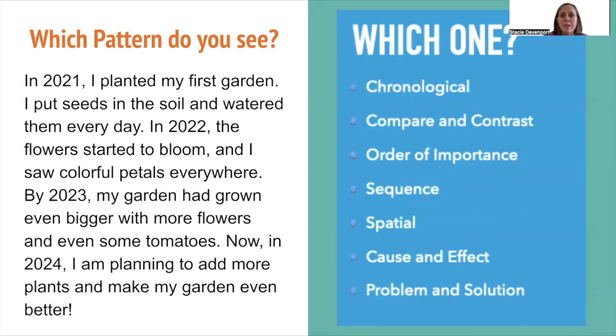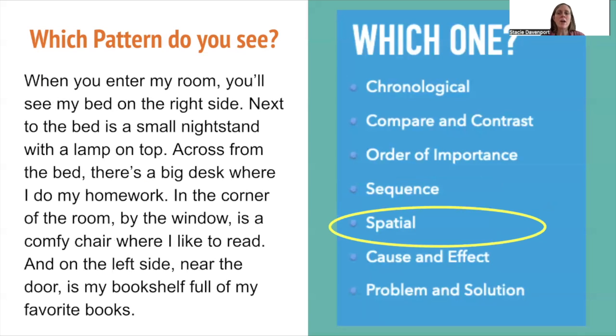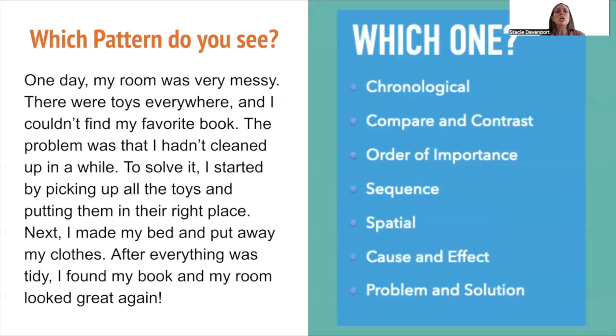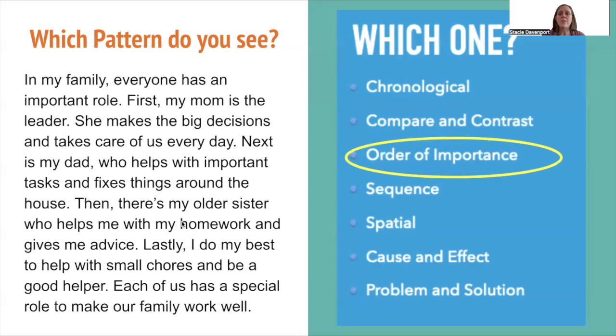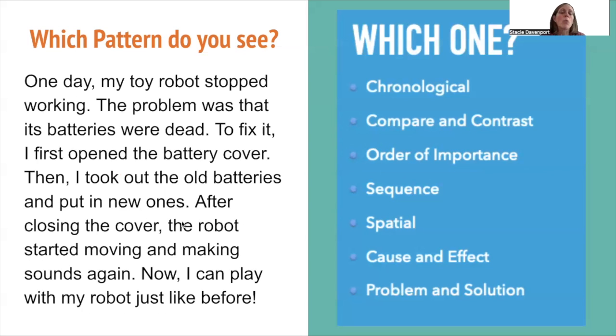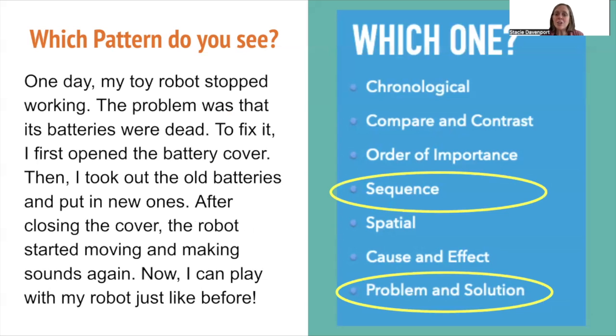All right. And so then you have one, and this one has dates, and so it's chronological. You have another one that shows spatial, and so they're talking about describing a room. You have another one that is problem and solution, and it actually says problem in the text. And then there's another one that is, well, you had the order of importance. Sorry about that. And then you have this one that actually could be both. It could be sequence, it could be problem and solution.